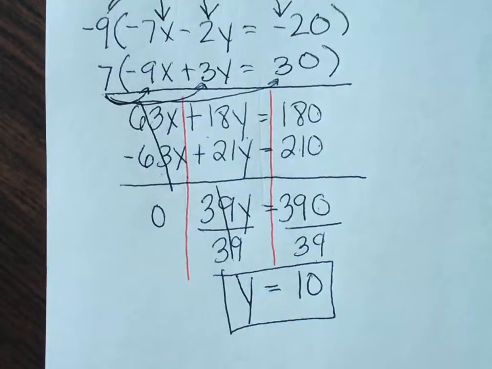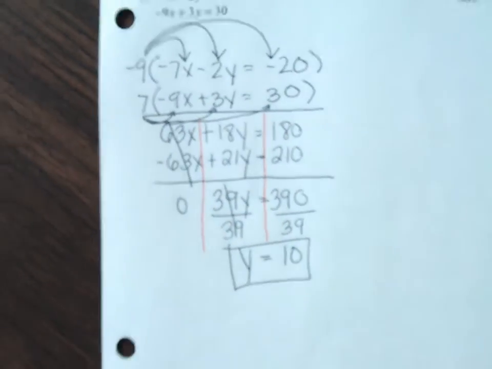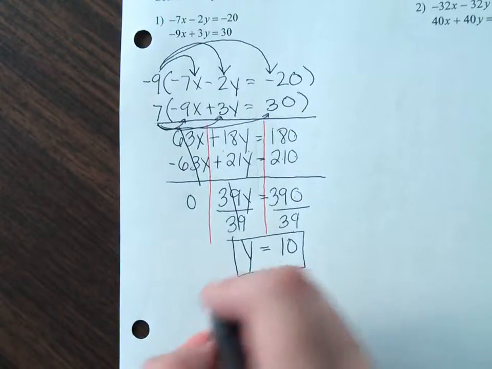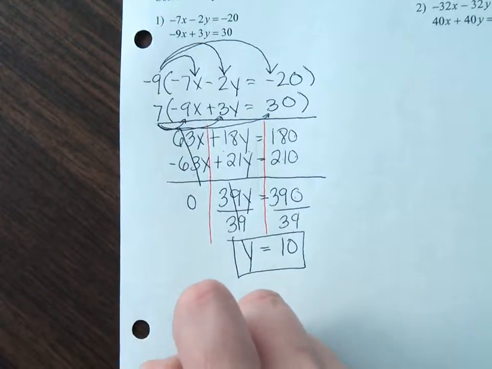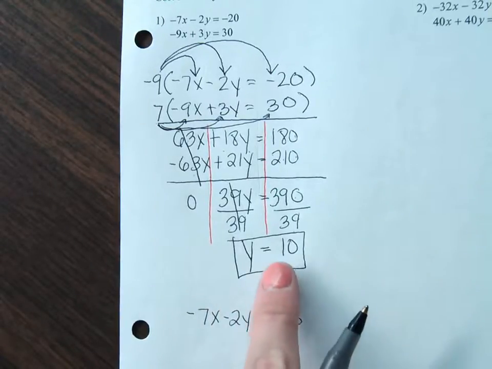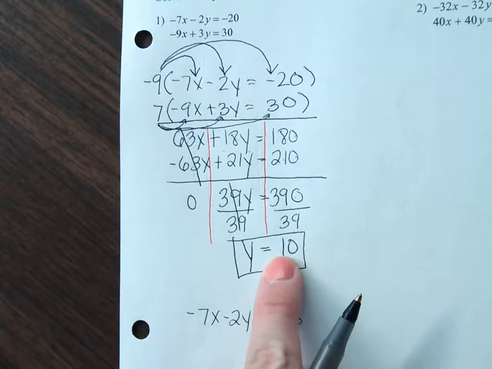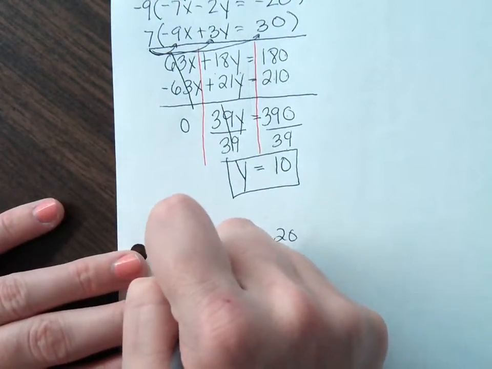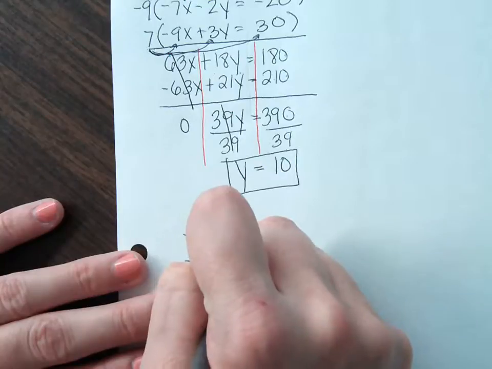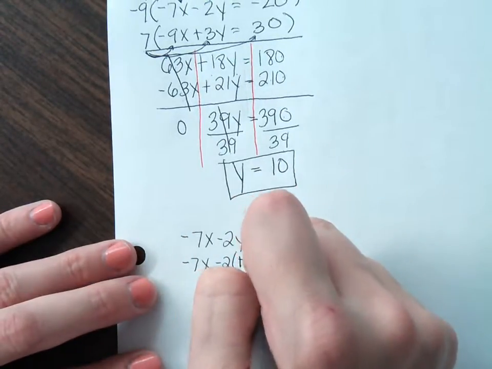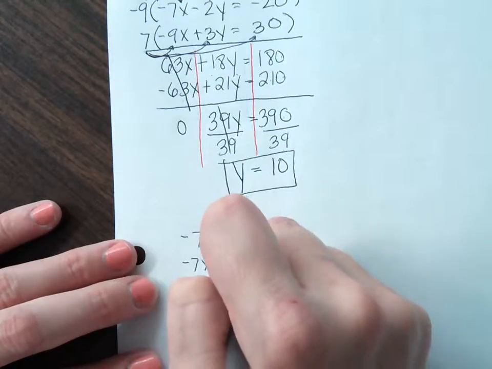So we know this is one solution since we got a y value. So now we pick one of the original equations. Let's say I choose negative 7x minus 2y equals negative 20. We are replacing our y value with 10 since y is 10. So negative 7x minus 2 times 10 equals negative 20.